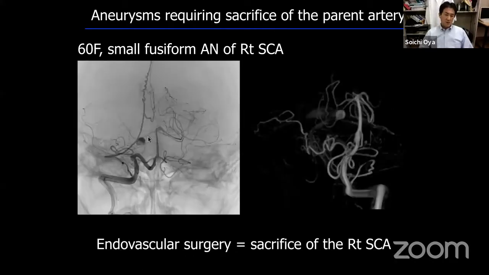Considering the disproportion between the size of the parent artery and the size of the aneurysm, I think it indicates a higher possibility of future rupture. After a thorough discussion about the treatment options, our endovascular surgery team said they would have to sacrifice the right superior cerebellar artery.